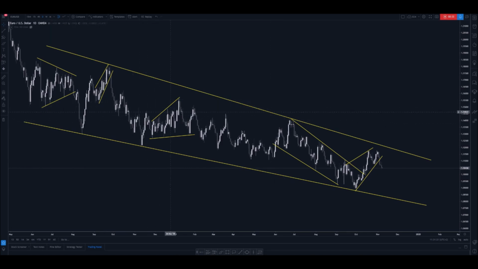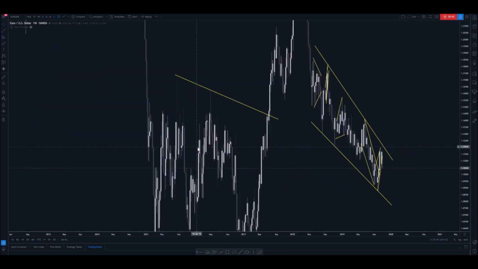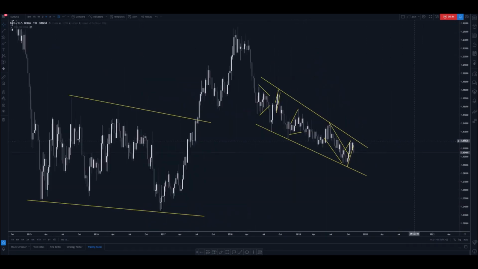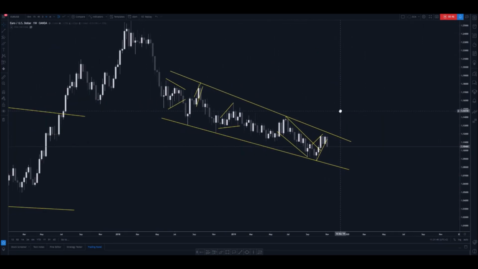When we take a look at this descending type of structure, we can see there is a touch, a touch, a touch, a touch, and a touch. But between those touches, there are a lot of higher highs and higher lows. So when we have so many higher highs and higher lows being formed between the touches, we know we are in the wrong time frame.